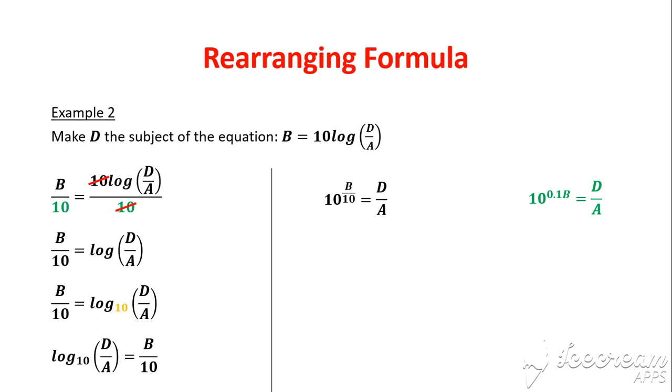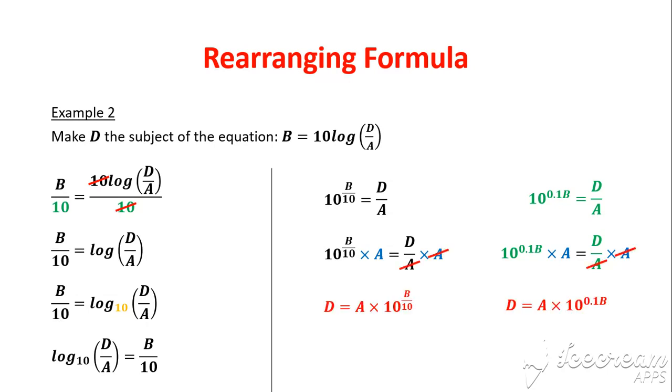Right, well, let's carry on and times both sides by a to get rid of the divide a. But if I do it on the other bit here where my decimal is, same thing, I'm just timesing both sides by a. And the a's will cancel out, and I'm going to be left with an expression that says d is equal to a times 10 to the power of b over 10. Or if you prefer to work in decimals, d is equal to a times 10 to the power of 0.1b. These two expressions are the same. One's just written with fractions and one's written in decimals.